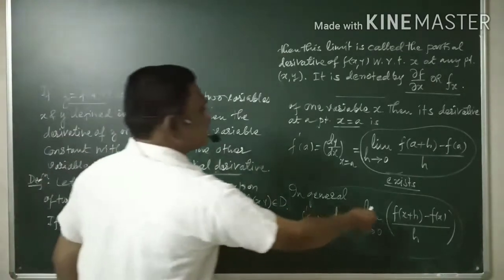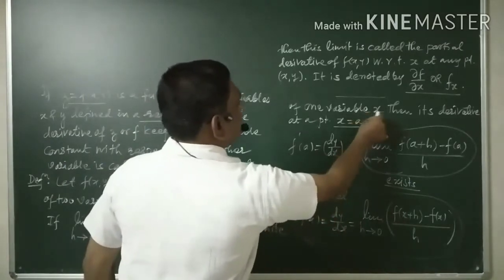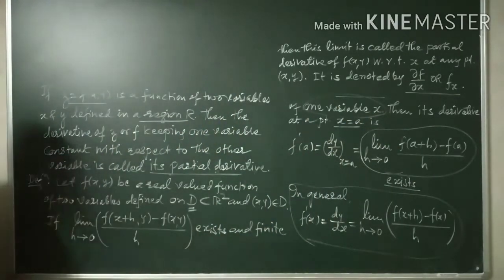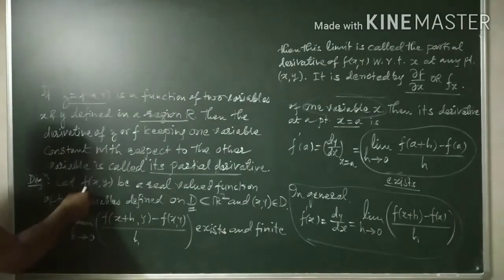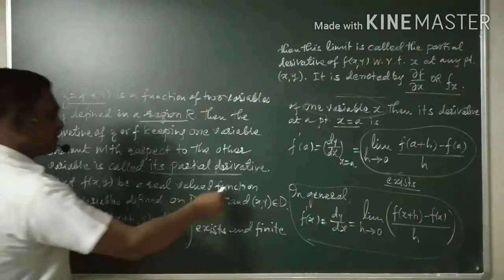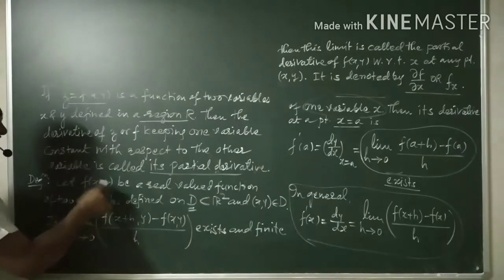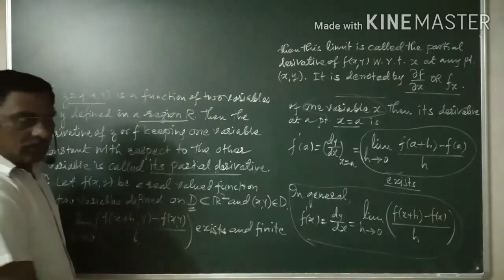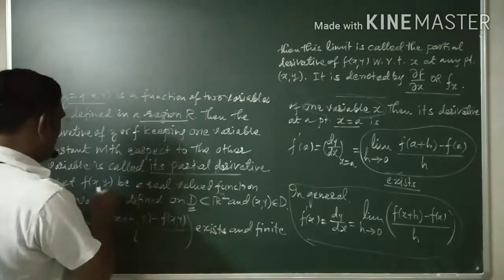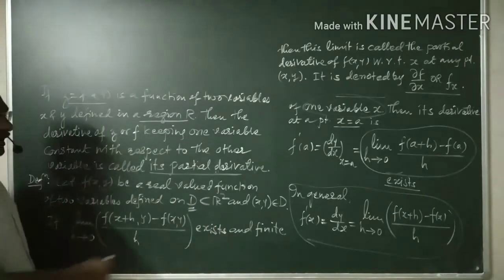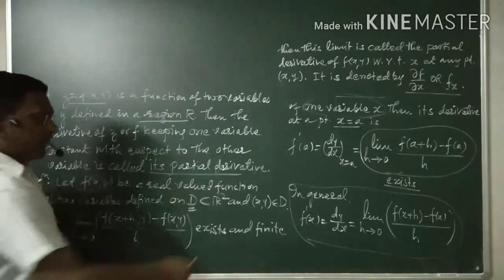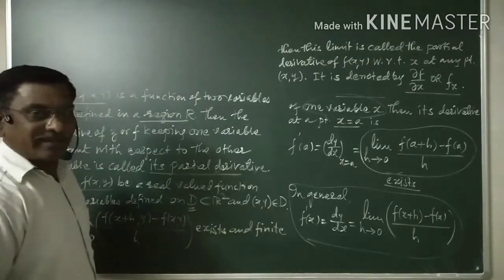Instead of a function of one variable x, we have here a function of two variables, which we have considered as f of x, y, a real valued function of two variables x and y, defined on the domain R2. Being a function of two variables, its domain is always a subset of R2, and x, y is any point in that domain.